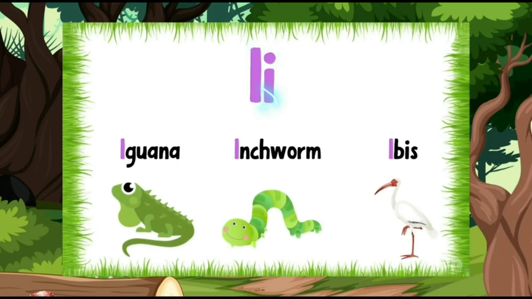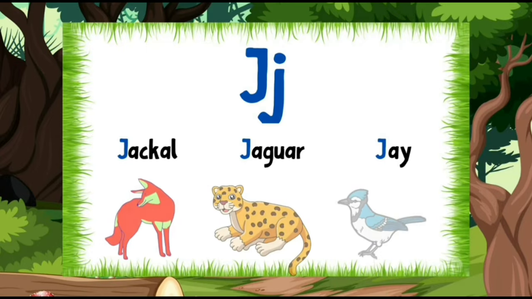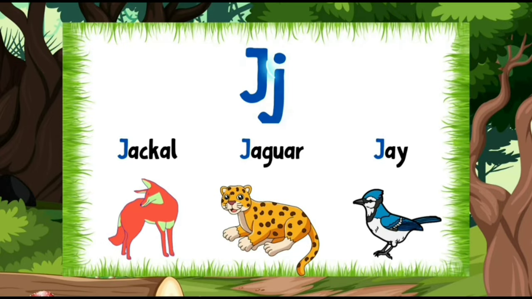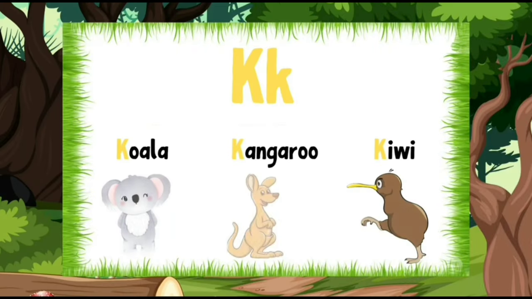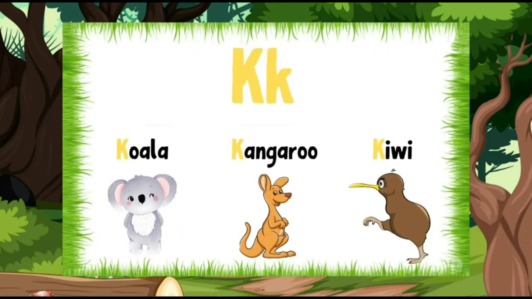I. I for iguana. Inchworm. Ibis. J. J is for jackal. Jaguar. K. K is for koala. Kangaroo. Kiwi.